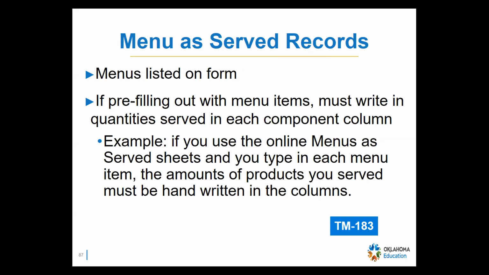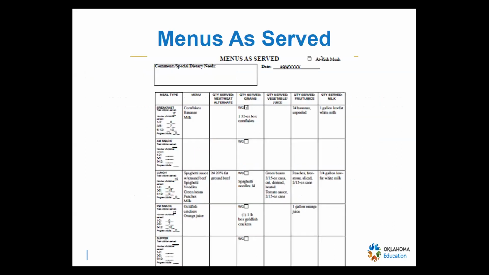So the menu as served form is what you will put to show what and how much food that you did serve. We've had questions about if you want to pre-fill out anything on here. You can pre-fill out the menu, because a lot of times you're going to know what you're going to serve. You may not know the fruit, but you're going to know that you do spaghetti with green beans and your milk. So you can pre-fill that out, but your serving sizes and the amount of food, like if you cook 10 pounds of hamburger meat, you can't pre-fill that out because you don't know till the day of how much you're cooking, depending on how many kids are there. But this is a copy of the menu as served form.